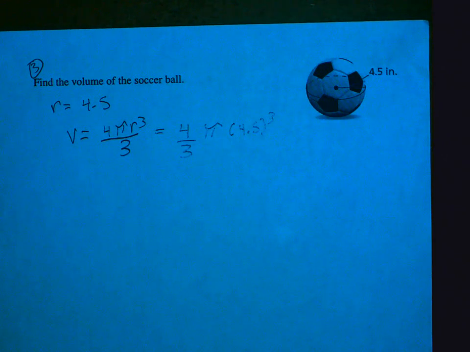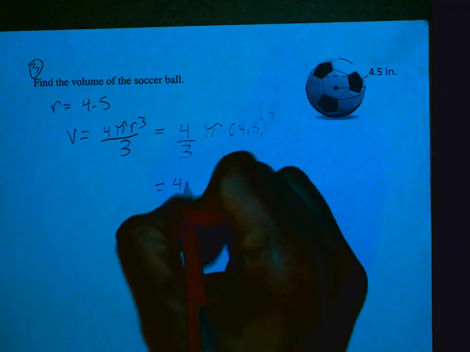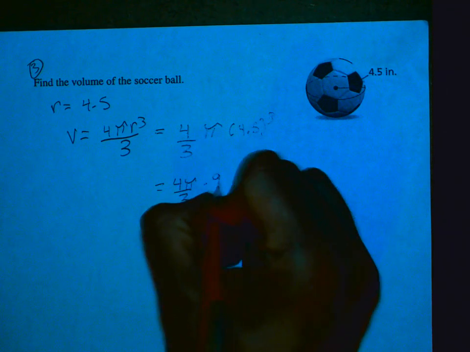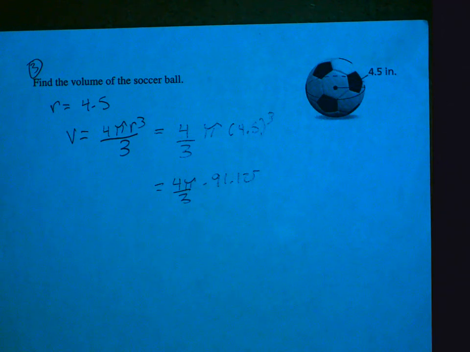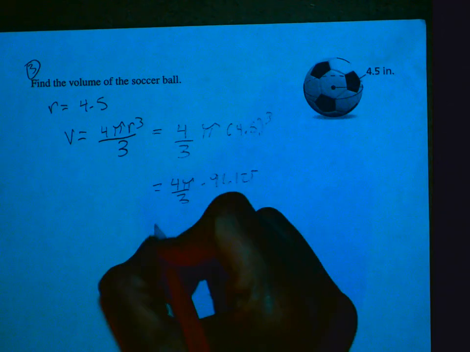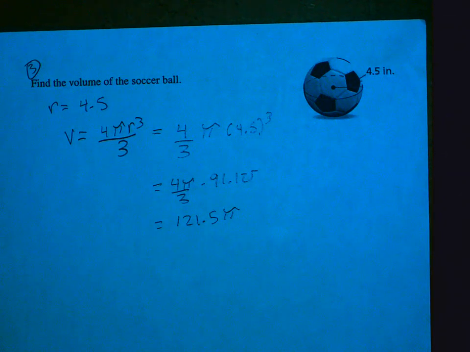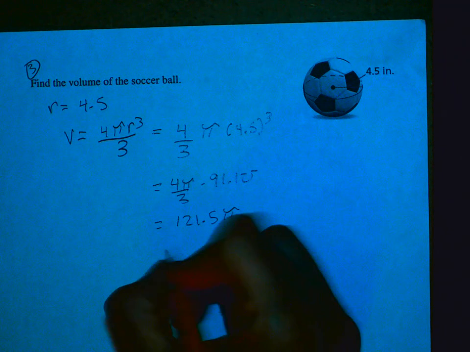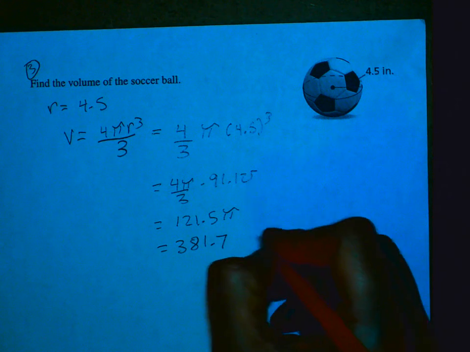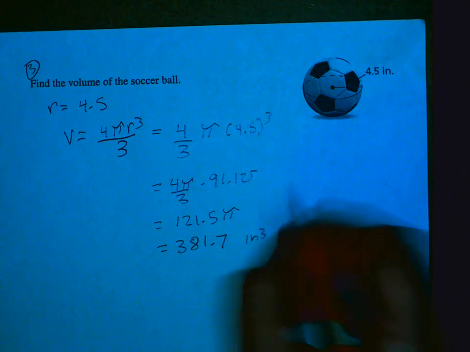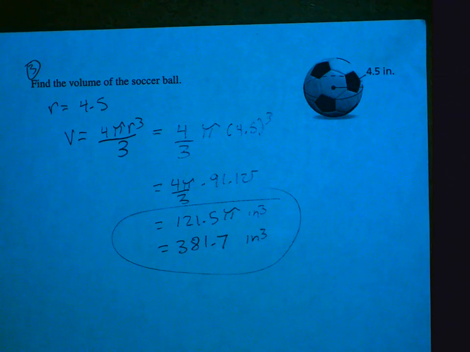So 4.5 raised to the third power is 91.125. So times 4 divided by 3 gives me 121.5 pi. This is all done in the calculator. Now when you times it by pi, you're going to get 381.7 inches cubed. And that's example number 3.